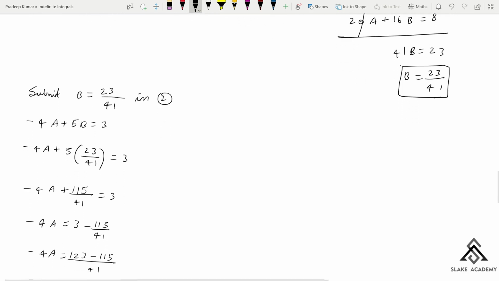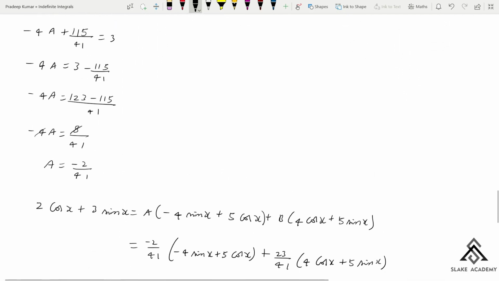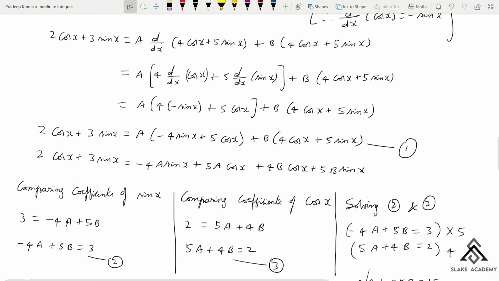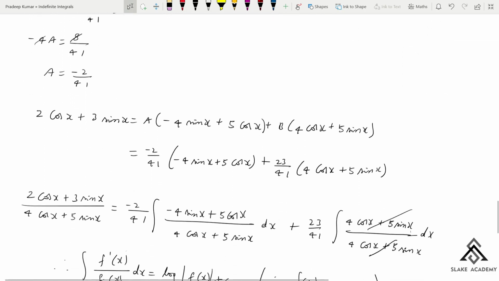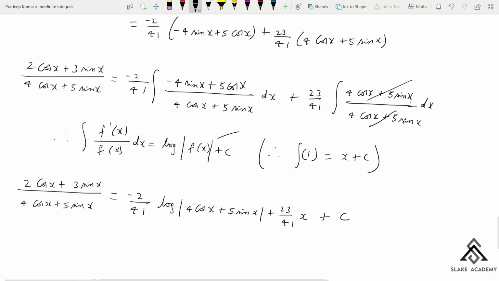Once we got these a and b values, we substituted them in equation number 1. Then we used this particular formula, f dash of x by f of x is nothing but log f of x. So this is f of x, this is f dash of x, the derived part. And here these both are cancelled, only one remains, and integration of 1 is nothing but x. So we have applied that here, and this is the final answer which we got. I hope this is very clear to you.